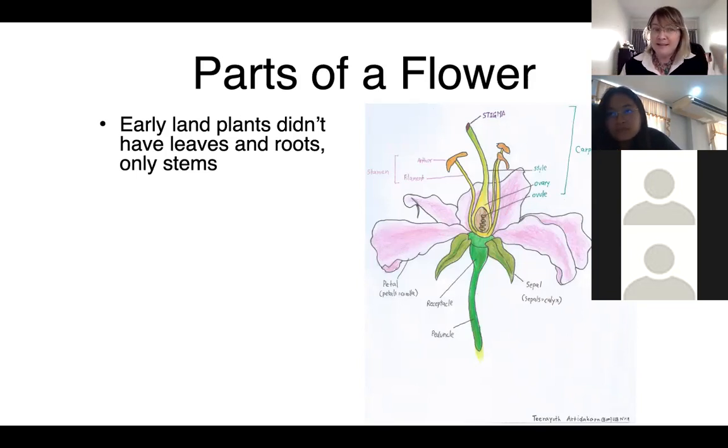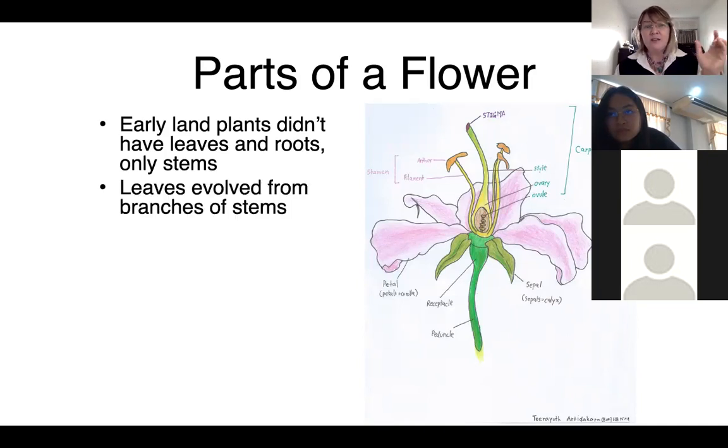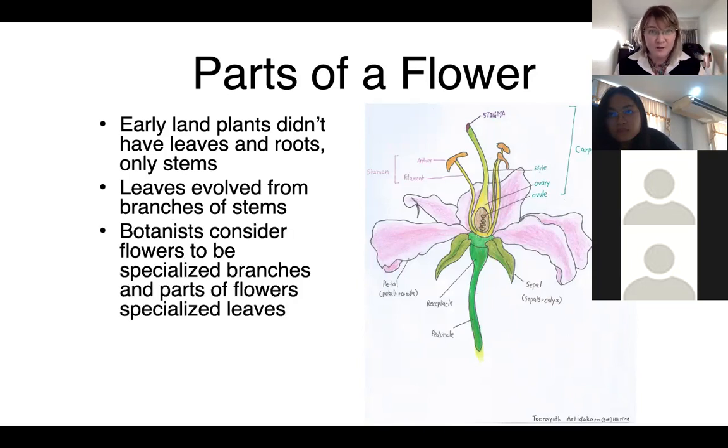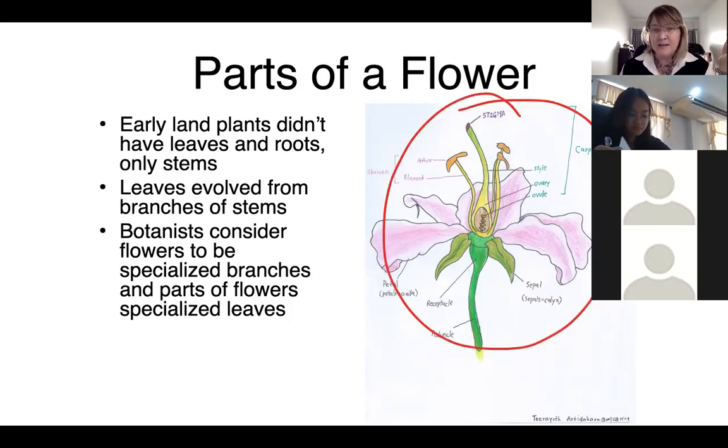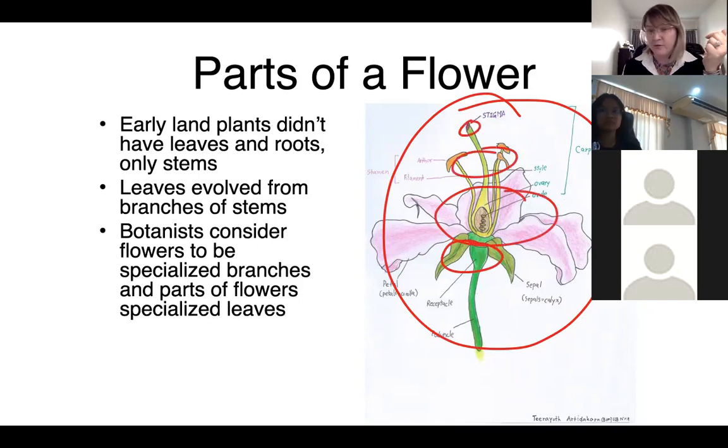So we know that early land plants didn't have leaves and roots, they had only stems. Leaves evolved from branches of stems, and botanists, which are scientists that study plants, consider flowers to be specialized branches and the parts of the flower to be specialized leaves. So the flower itself is a specialized branch. And then you're going to have 4 whorls or rings, from the outside in: the 1st ring, 2nd ring, 3rd ring, and 4th ring. These are specialized leaves.